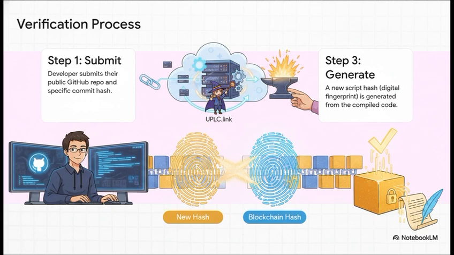Next, the UPLC link service, acting like a totally neutral referee, goes and downloads that precise version of the code. Then, and this is the key part, the service compiles the code all by itself and generates what's called a script hash. This is basically a unique digital fingerprint of that compiled code. No two different pieces of code can ever have the same fingerprint. Then, the service compares the fingerprint it just made with the fingerprint of the contract that's already live on the blockchain. And finally, if those two fingerprints are a perfect identical match, boom, the link is confirmed. The proof gets published right on the blockchain in a metadata transaction for anyone to see, forever.